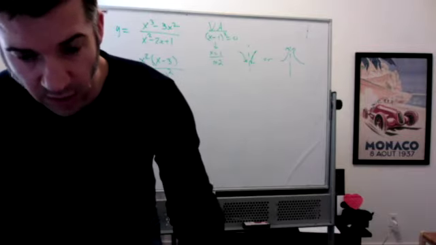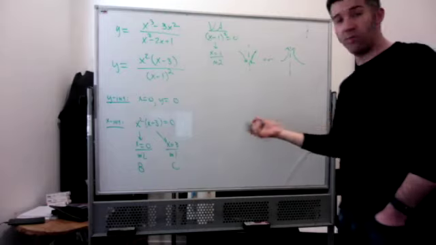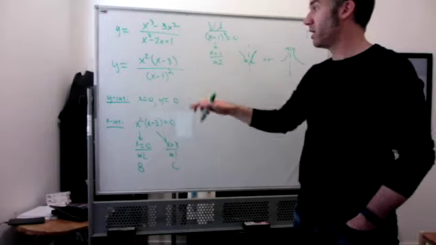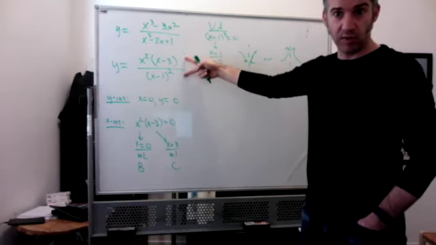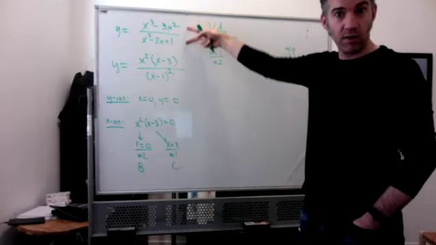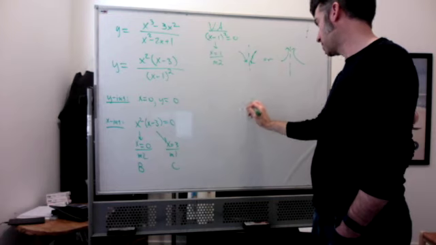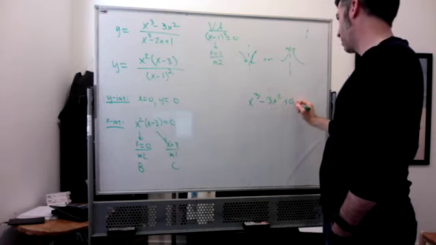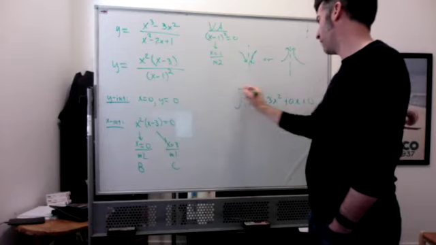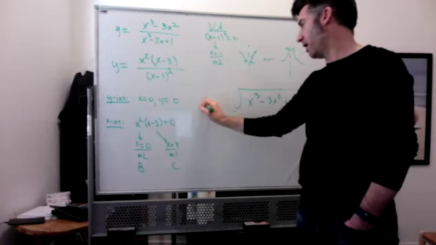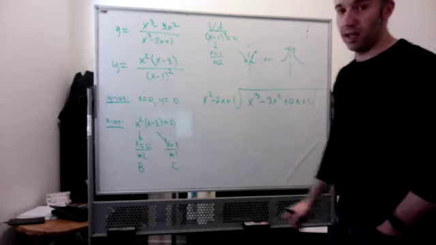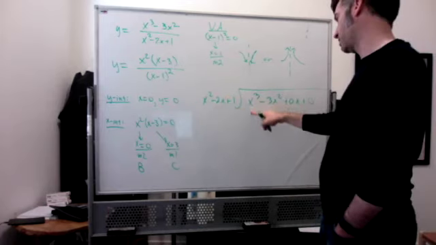And finally, we do have a slant asymptote because the degree on top is one larger. So let's do the polynomial division to find the slant asymptote. So here's the thing, right? You don't want the factored form when you're doing the division. You want the unfactored form. So I'm going to do x cubed minus 3x squared plus 0x plus 0 divided by x squared minus 2x plus 1.